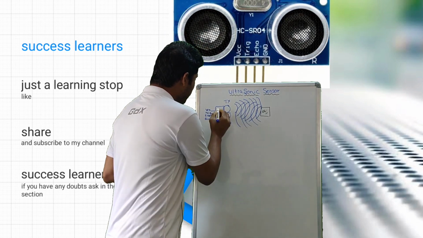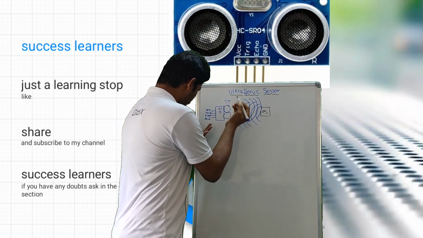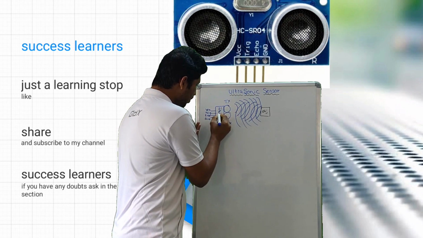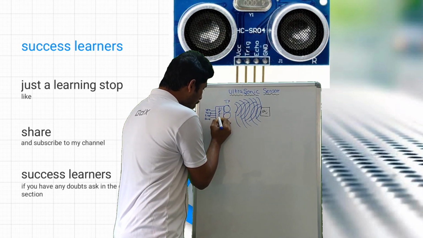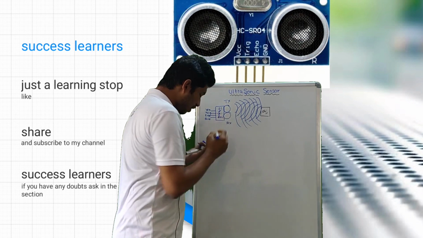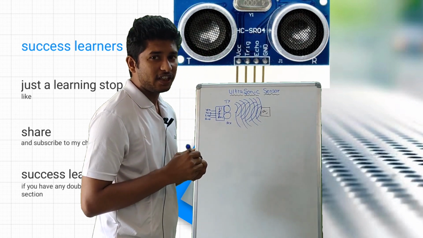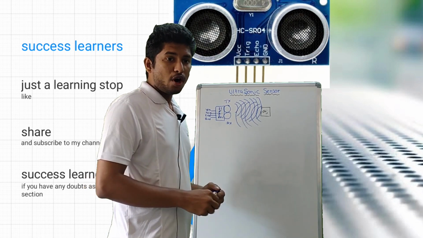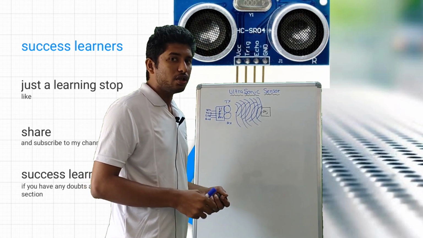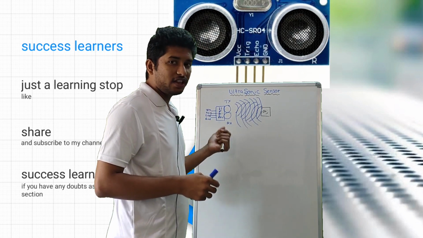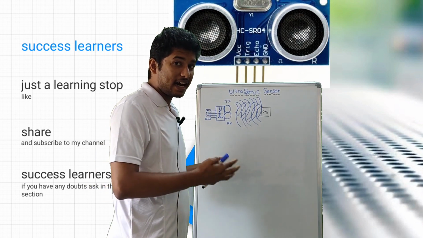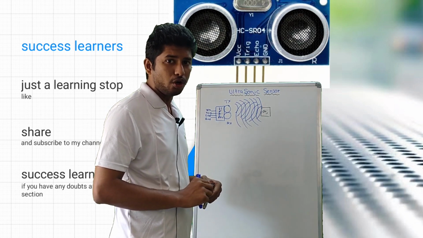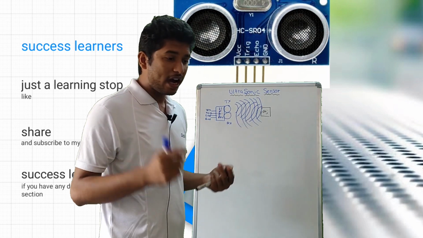The model number is HC-SR04. I am using this ultrasonic sensor. It is very compatible with the Arduino IDE software and the Arduino board also. It is very suitable for beginners. Beginners can easily understand how it works. So I prefer this model of ultrasonic sensor to get you started.